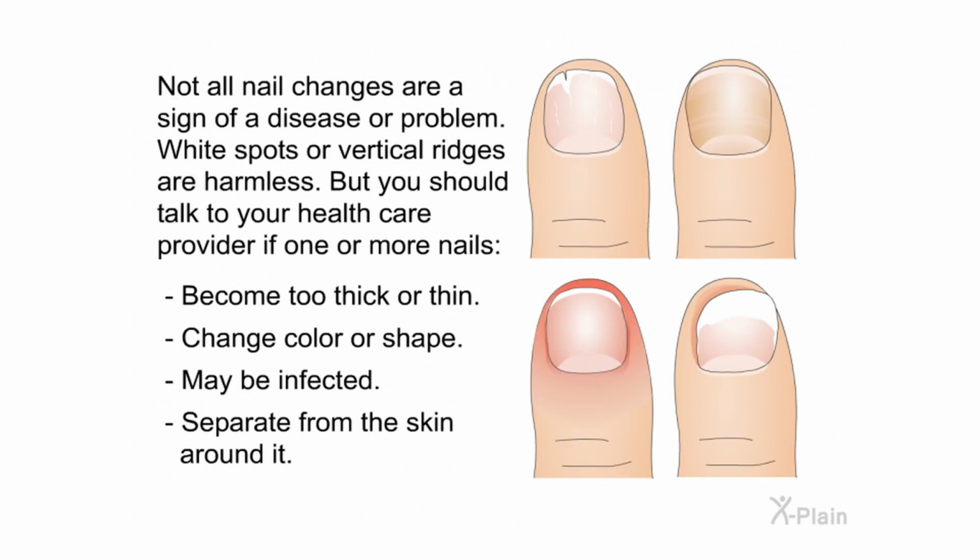Not all nail changes are a sign of a disease or problem. White spots or vertical ridges are harmless, but you should talk to your healthcare provider if one or more nails become too thick or thin, change color or shape, may be infected, separate from the skin around it.